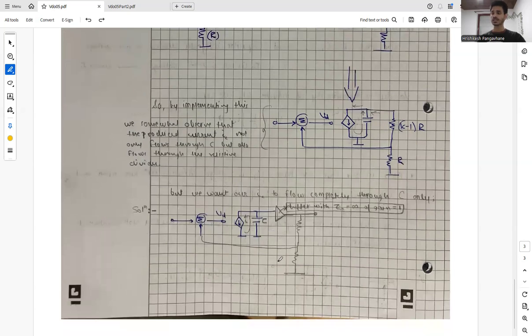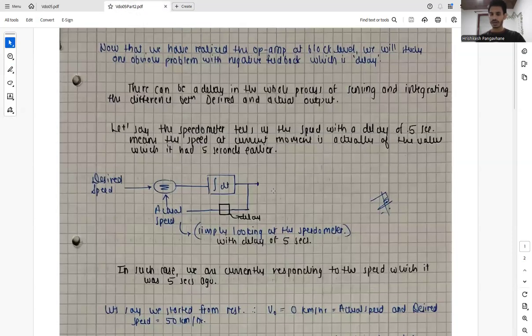So I just wanted to lay out a layman's idea about realizing an integrator, which we discussed, and put it in a negative feedback loop as of now. Now that we have realized the op-amp at block level, before going further and realizing it in more detail, we still have one point to cover.